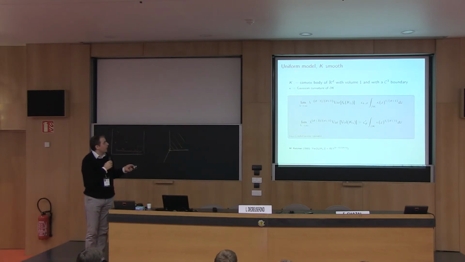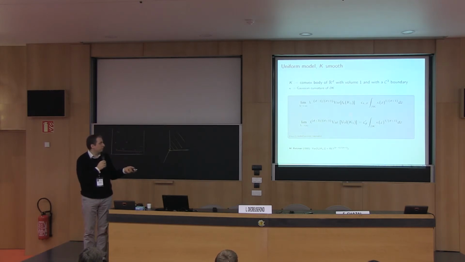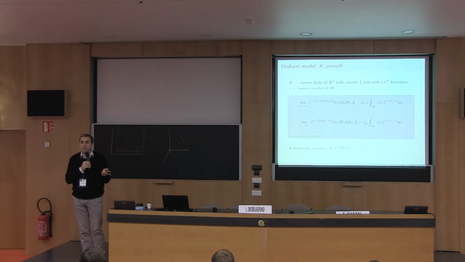First, I consider the uniform model. So I have a mother body. I throw inside this mother body either n points or a Poisson number of points. Here it is written for a Poisson number of points. And I assume that the boundary of this mother body is smooth. And when I say smooth, it means with a C3 boundary.